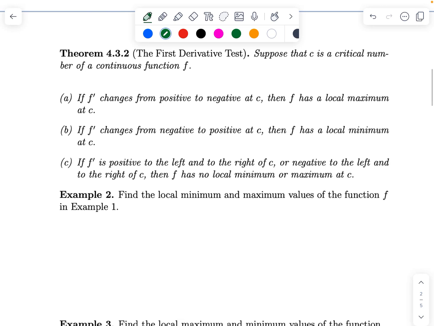Here's example 2. So our first derivative test tells me that if f prime changes from positive to negative, then we have a local maximum. If it changes from negative to positive, we have a local minimum. If it changes from positive to positive or negative to negative, there's no local max or local min.